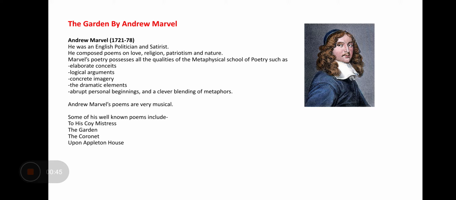Marvell's poetry possesses all the qualities of the metaphysical school of poetry, such as elaborate conceit, logical argument, concrete imagery, dramatic elements, abrupt personal beginnings, and a clever blending of metaphors. Andrew Marvell's poems are musical, and some of his well-known poems are To His Coy Mistress, The Garden, and The Coronet upon Appleton House.